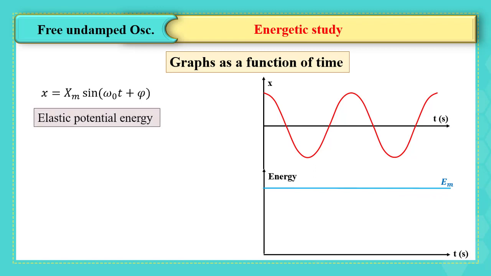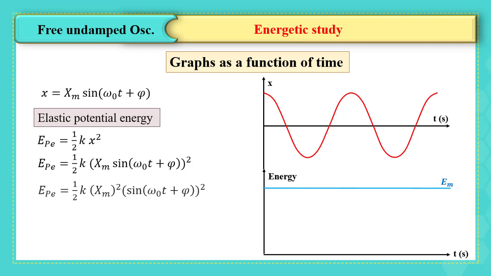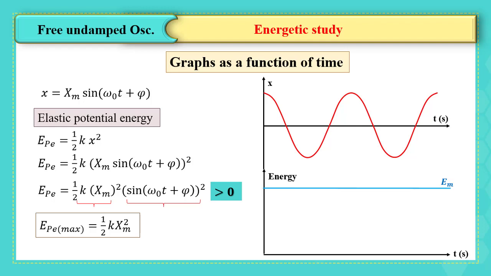Then the elastic potential energy. Its function is half k x squared. So replace x by its expression xm sine omega 0 t plus phi. This can be written as half k xm squared into the square of sine omega 0 t plus phi. But half k xm squared and the square of sine omega 0 t plus phi are positive. So to represent the elastic potential energy, it has a maximum value half k xm squared.